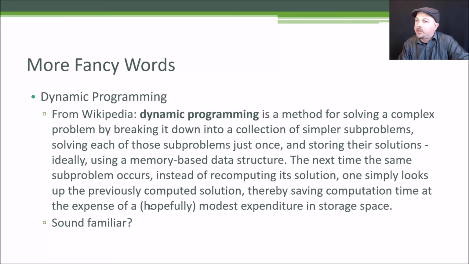The next time the same subproblem occurs, the next time Pac-Man is in a given state that I have a set of Q values for, instead of recomputing its solution, one simply looks up the previously computed solution, the Q value I already have from the exploration stage, thereby saving computation time at the expense of a modest expenditure in storage space. That's exactly what we just did with reinforcement learning. We have a complicated exploration phase that finds the optimal rewards associated with each action for a given state. And once we have that table of the right action to take for a given state, we can very quickly use that to make our Pac-Man move in an optimal manner in a whole new maze that he hasn't seen before. So reinforcement learning is also a form of dynamic programming.